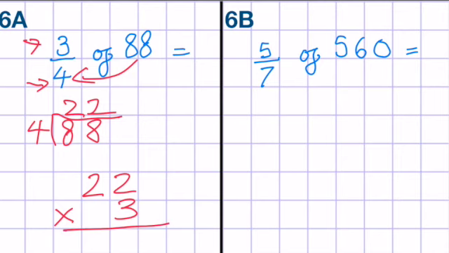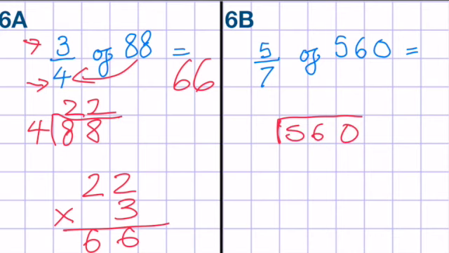If not, you do it like this. 3 times 2 is 6, 3 times 2 is 6. So the answer is 66. Okay, for 560, you divide by 7 and then you times by 5. Now, some of you will notice a pattern. 7 times 8 is 56. Therefore, 560 divided by 7 is 80. And then you could do 8 times 5 is 40, so 80 times 5 is 400. Some of you would do that mentally.